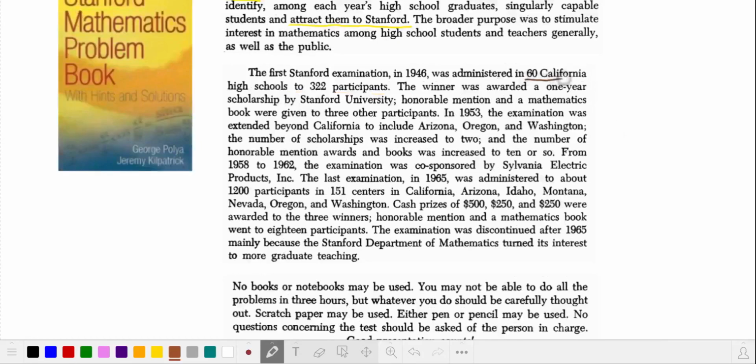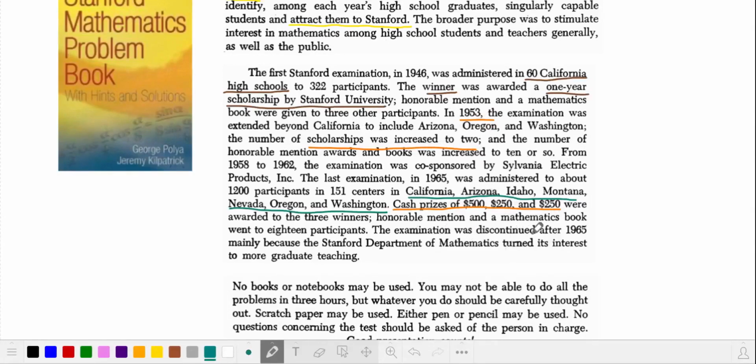It started with just 60 California high schools, and the winner won a one-year scholarship to Stanford. It isn't clear to me if these students also received admission to Stanford or were they already admitted. A few years later, more scholarships were awarded and then some additional cash prizes. Also, more high schools were included on the West Coast.